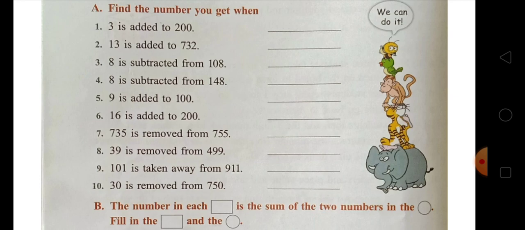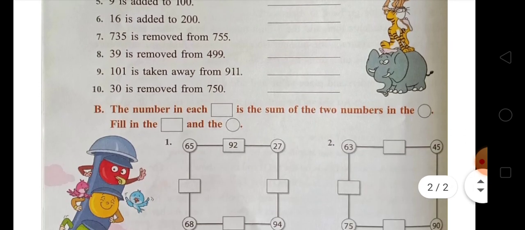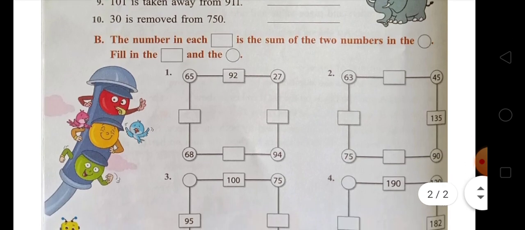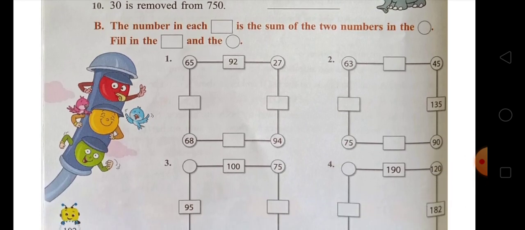Now question B. The number in each box is the sum of the two numbers in the circles. Fill in the box and the circle. So you have to add them. On the sides, the numbers are 65 and 27. On adding 65 and 27, there will be 92. So in the box there will be 92.